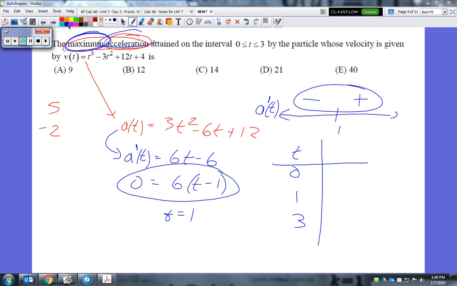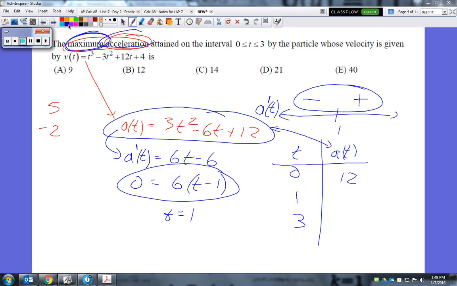What is the max and minimum values? So put a of t, I'm going to put 0. What would I get if I put a of t? 12? Wait, say again? So I'm putting it in this function. Okay, this is a of t. If I put 1, it's going to be what? 9. And if I put 3, what am I going to get? 21. D is the correct answer. Alright, next part.